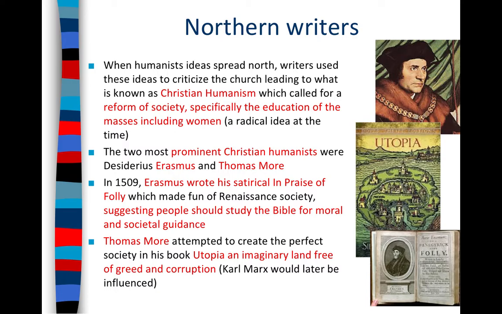The two most prominent Christian humanists were Desiderius Erasmus and Thomas More. In 1509, Erasmus wrote his satirical work In Praise of Folly, which made fun of Renaissance society. He suggested people should study the Bible for moral and societal guidance. Thomas More attempted to create the perfect society in his book Utopia, which was an imaginary land free of greed and corruption. His book Utopia would later influence Karl Marx.